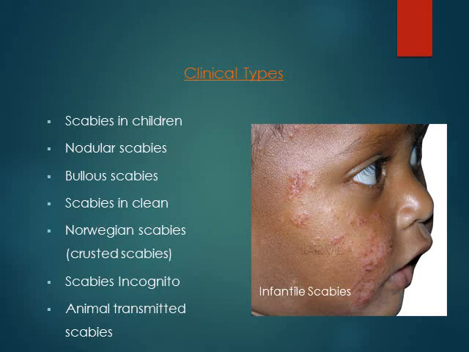Scabies in the clean is usually very limited with minimal itching, not as severe as the other types. Norwegian scabies is crusted scabies in immunocompromised individuals. It is a very severe form. The other two are rare ones, scabies incognito and animal-transmitted scabies. In scabies incognito, you don't see any clinical evidence such as papules, but the symptom of itching goes on. And animal-transmitted scabies, as I discussed, is usually transmitted from animals.